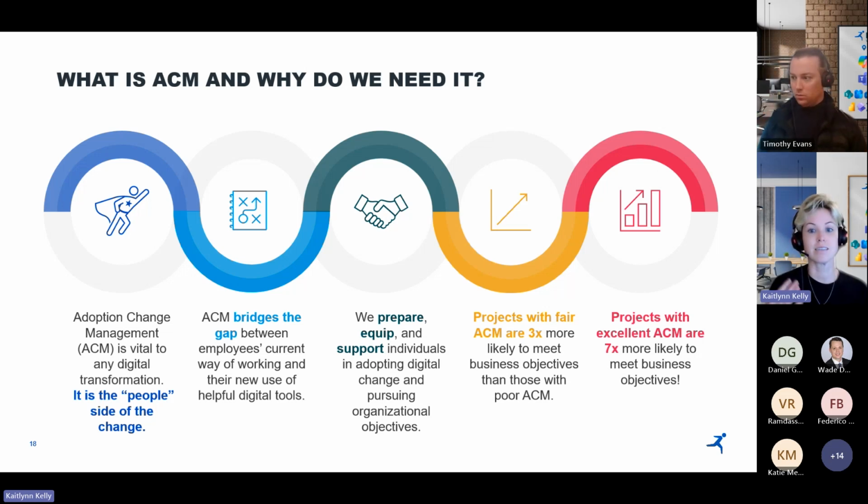In practice, projects with even fair or so-so change management are 3 times more likely to achieve their business goals. And then projects that have excellent change management are 7 times more likely to meet those goals. We know that even if we have the baseline of change management in there, we're going to be a lot more likely to hit our targets.